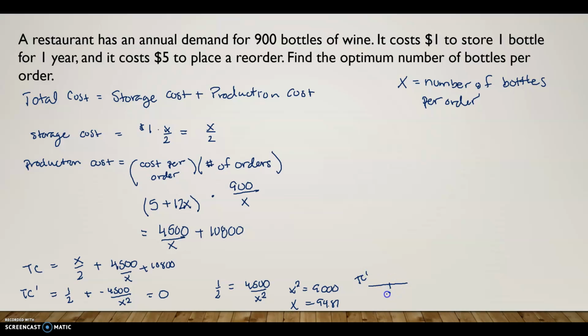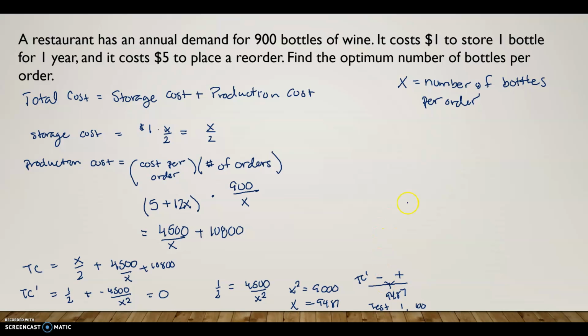TC prime, 94.87. I'll go ahead and test 1 and 100, just trying to pick some sort of easy numbers. So I get 1/2 plus 4,500, that's definitely, sorry, 1/2 minus 4,500 is definitely a negative number. 1/2 minus 4,500 over 100 squared is in fact positive. So I'm going down and then up, which means it is in fact the minimum point.